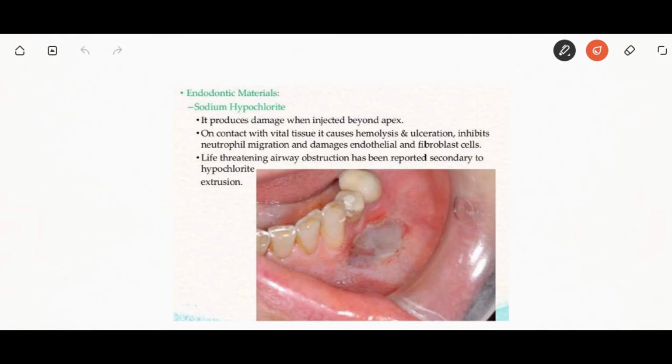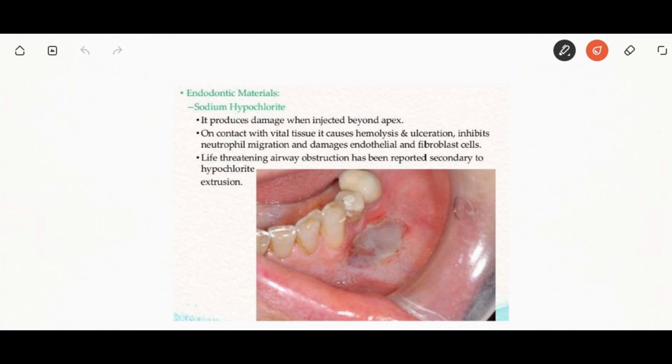Now what are the chemical injuries due to endodontic material? Endodontic material can cause soft tissue damage resulting in deep spread of inflammation, and necrosis may be seen due to usage of some endodontic material or their injection into the hard tissues. Now let us discuss these materials.